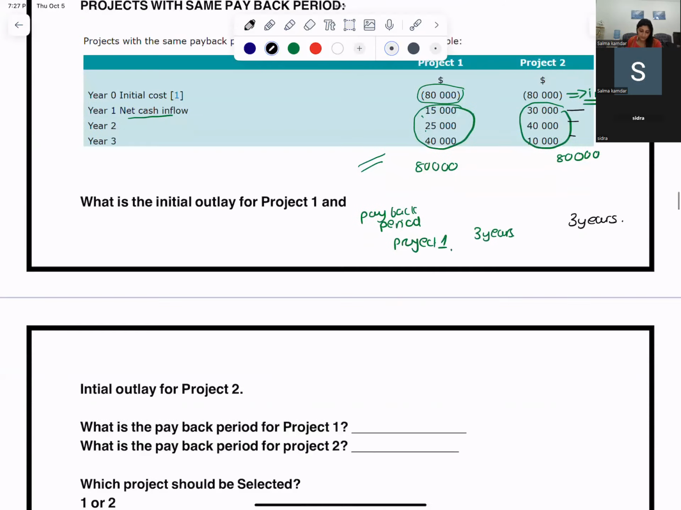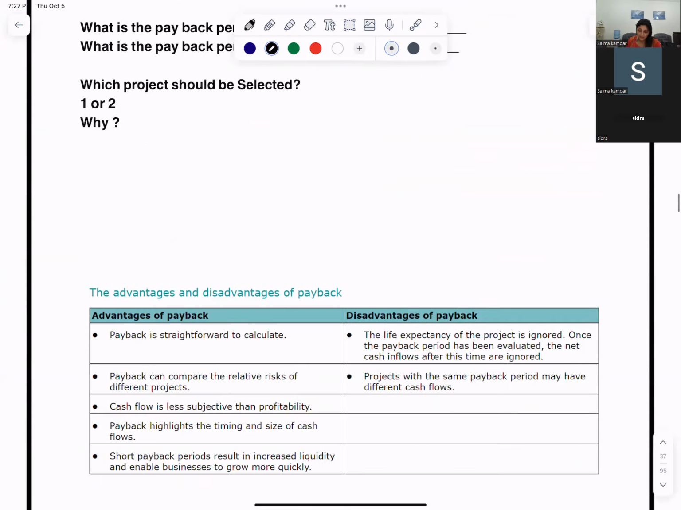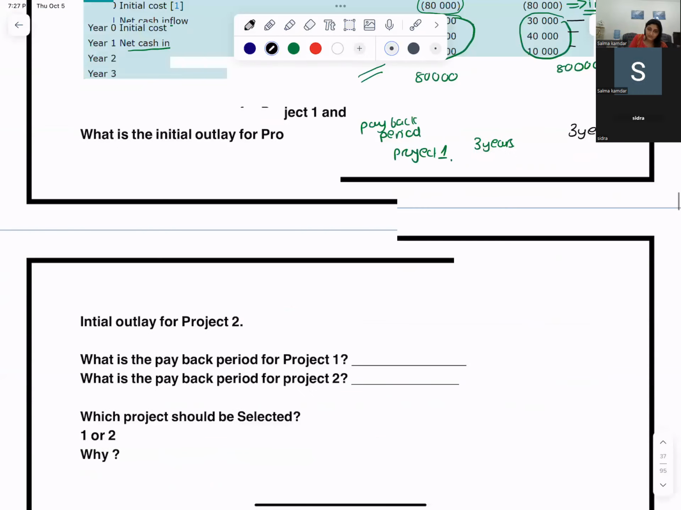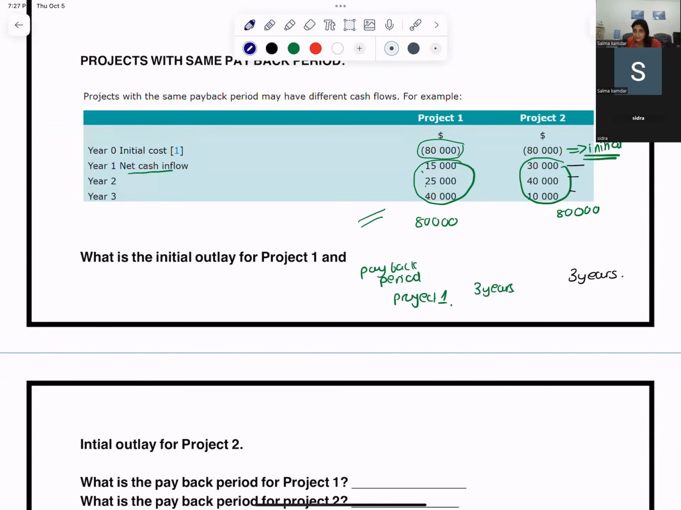So which project to select? Can you write along with me? Project 2 is more attractive as the cash flow is better in early years.